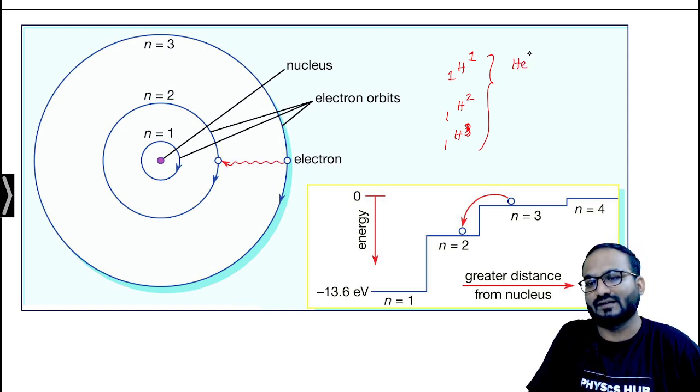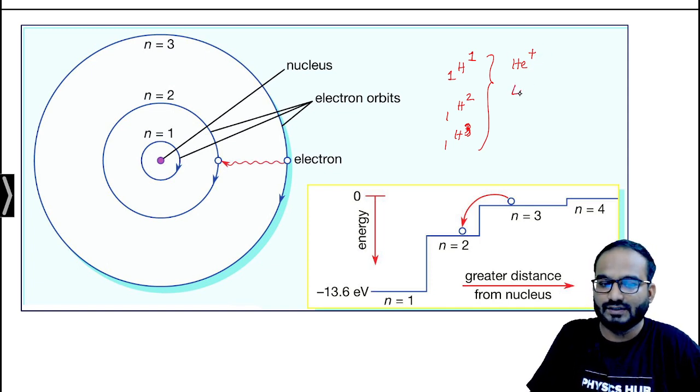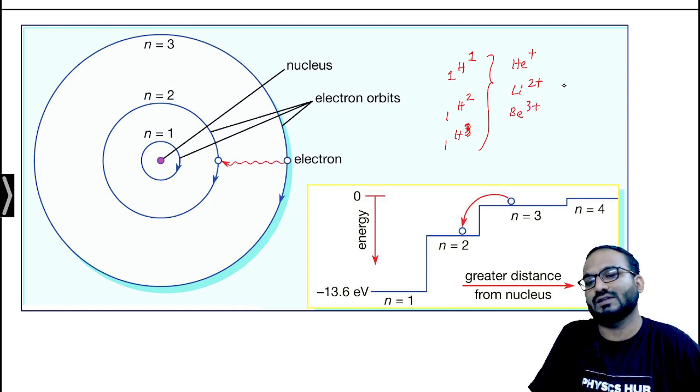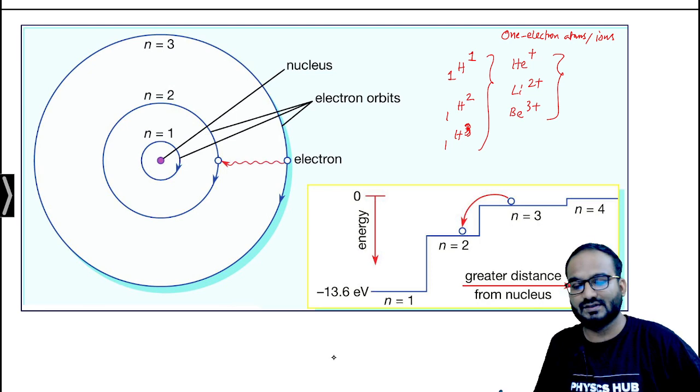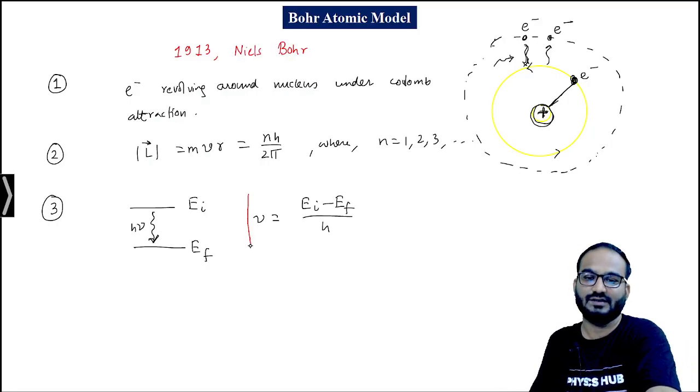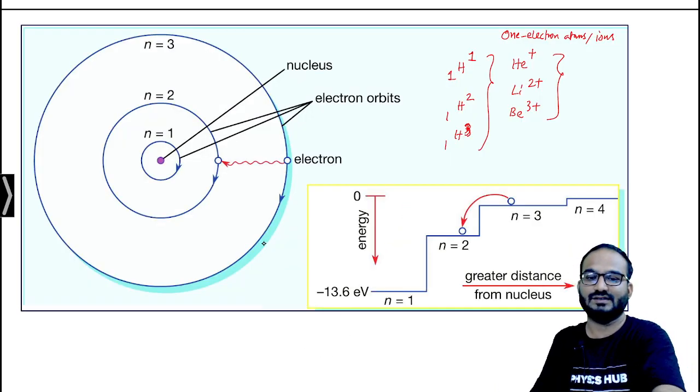Then He plus, although the Z value is 2 here, but the number of electron is 1, so that is why this is also one electron atom. Lithium 2 plus, beryllium 3 plus, and so on. So all these atoms or ions, they have only one electron, so these are one electron atoms, and these can only be explained by this Bohr's atomic model. And as you can see in this figure, this previous thing is explained. This nu is equals to EI minus EF by h, it is pictorially shown here.